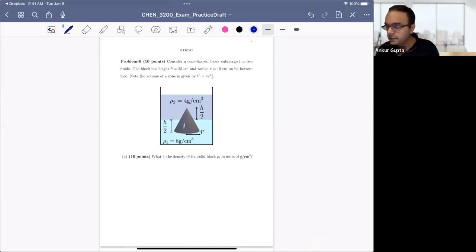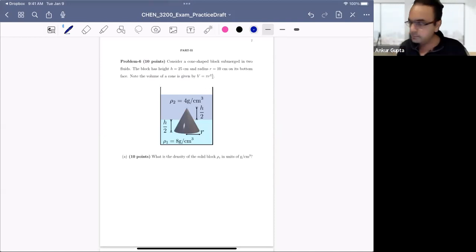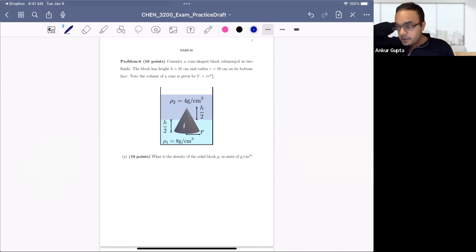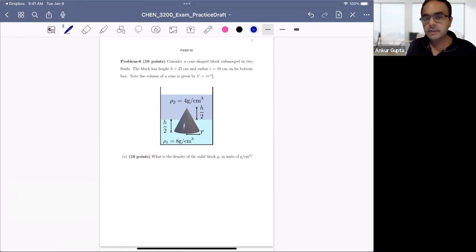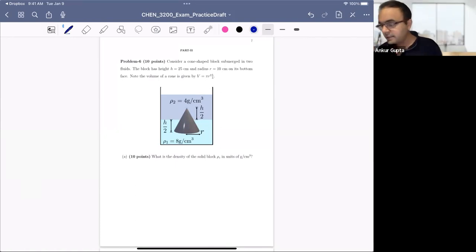So let's begin. The second part says, problem 6, consider a cone-shaped block. So we have a cone-shaped block submerged in two fluids. There are two fluids, one on top, which is rho 2, and one on the bottom, which is rho 1. And the block has a height of 25 centimeters and radius 10 centimeters. So radius r on the bottom is 10, and the height is 25.